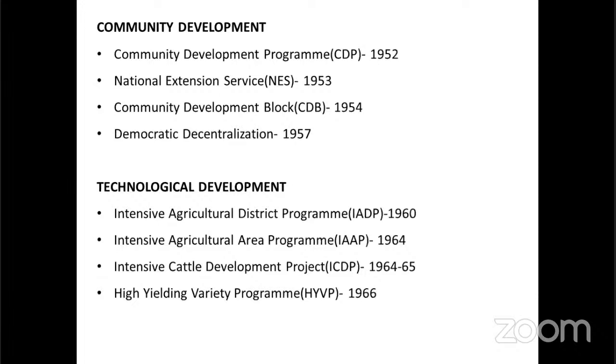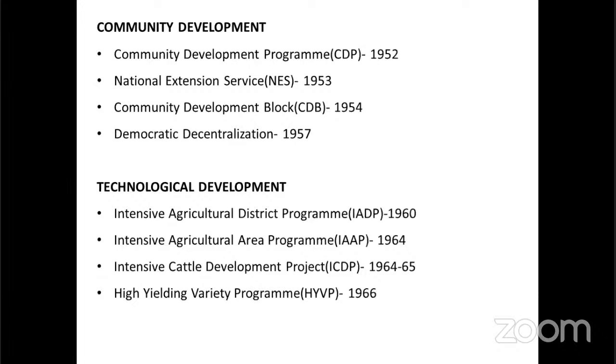Initially it started in 7 districts. Please remember this: betting on the strong horse under the package program. IADP was launched in Kharif 1960. Next, we go to the IAAP, the Intensive Agriculture Area Program. This program is implemented on a cluster basis with the scientists. It was launched in 1964.